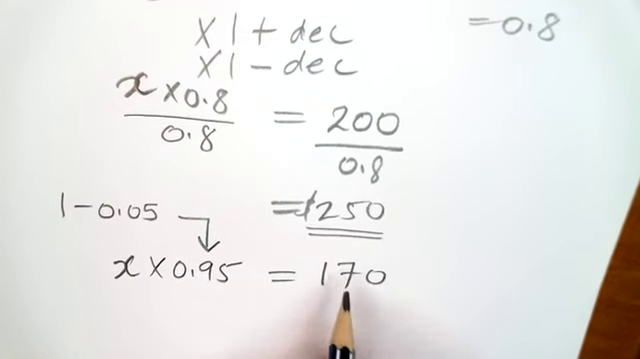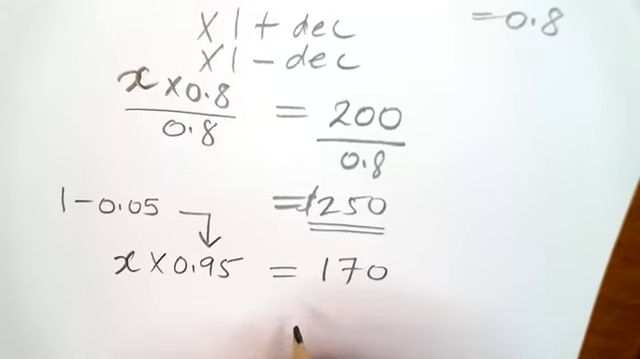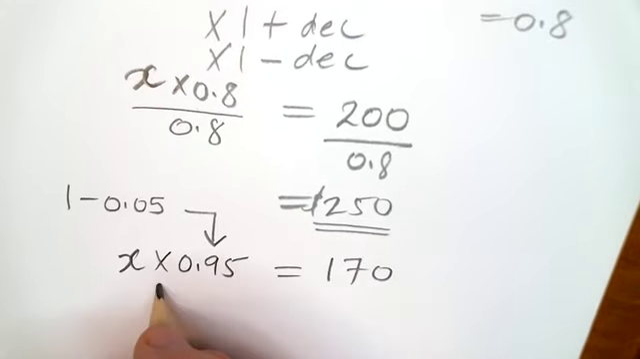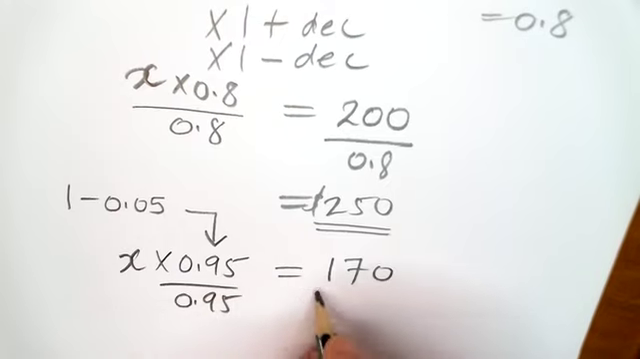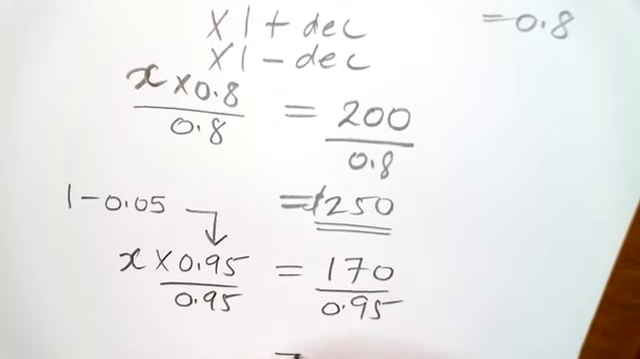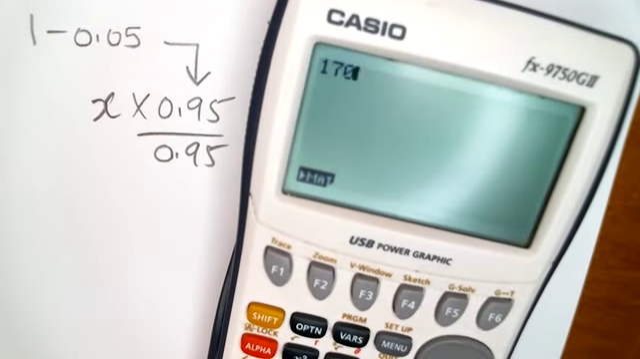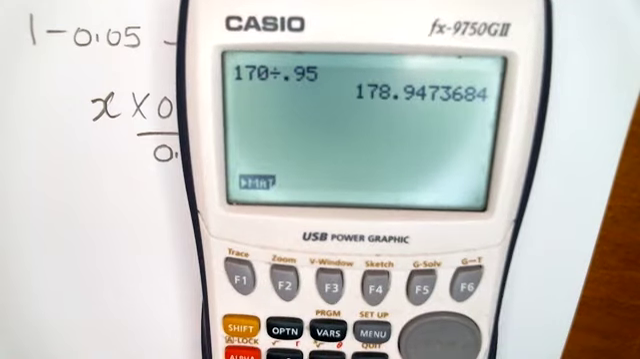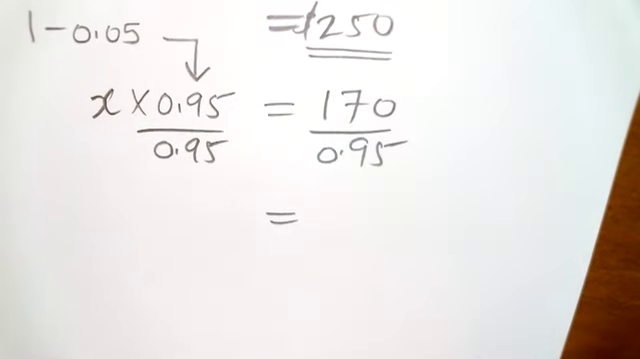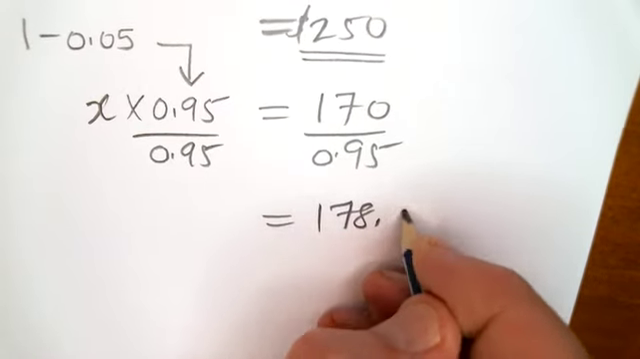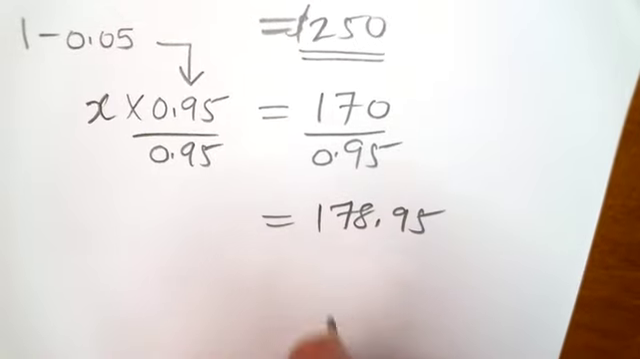What was the price before it was reduced? Well, let's have a look. We just divide both sides. We divide by 0.95. There it is. Divide by 0.95. And 170 divided by 0.95 is 178.95. And there is our answer.